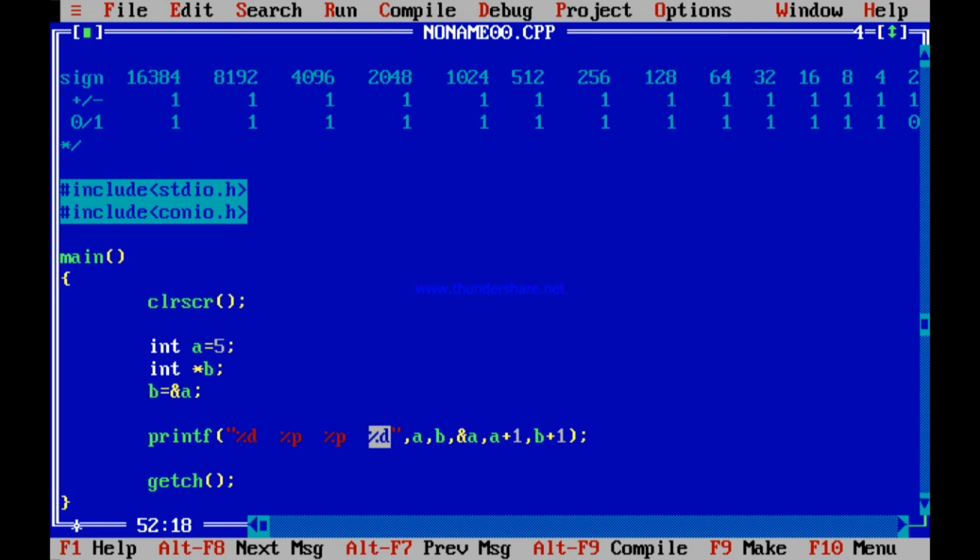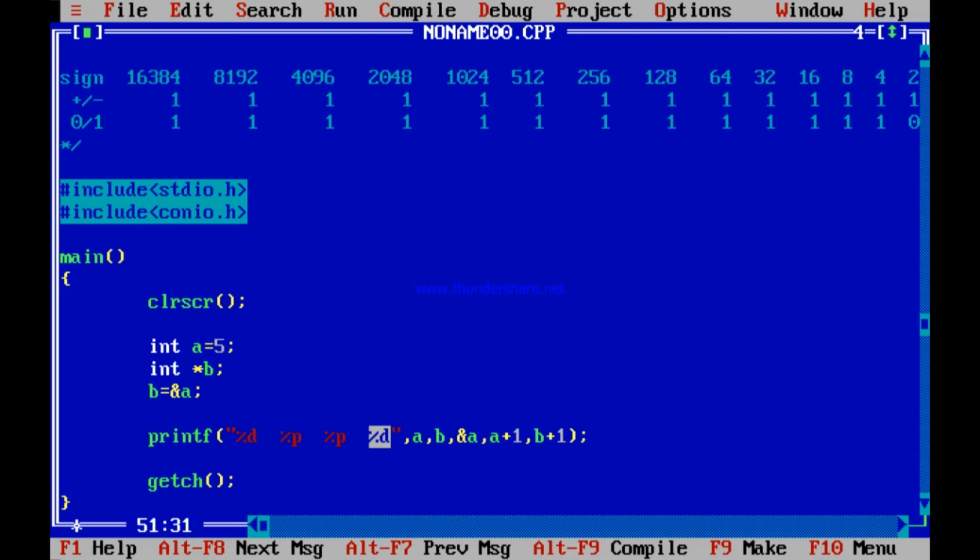Say printf percent D, A, A is 5, so 5 is printed. Percent P, so I am printing B in place of that. B is containing the address of A. A is 5. Address of A is stored in FFF4. So you are printing B means you are printing FFF4. Percent P, you are printing FFF4. Address of A, the same FFF4 should be printed. A is 5. A plus 1, 6 should be printed over here. Percent D.